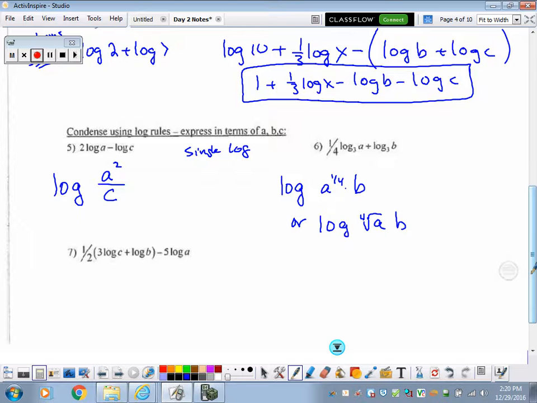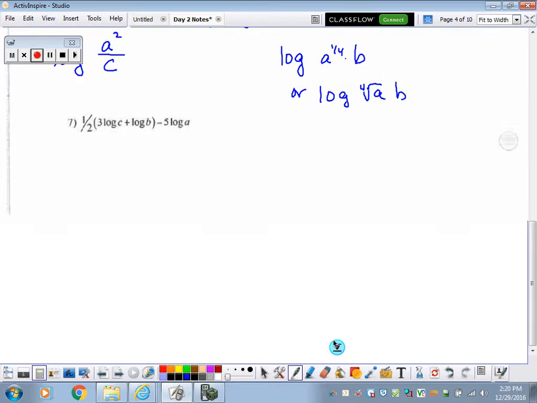Last one here, number 7. 1/2 of 3 log C plus log B minus 5 log A. All right, again, it's a single log. Only write down one log, no multiple logs there. I've got a division, so I'm going to draw my fraction bar, and my denominator is fairly easier than the numerator, so I can go ahead and put my denominator. It doesn't matter in what order you write them in. It is A to the 5th.